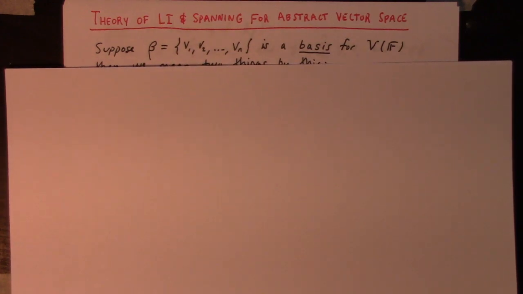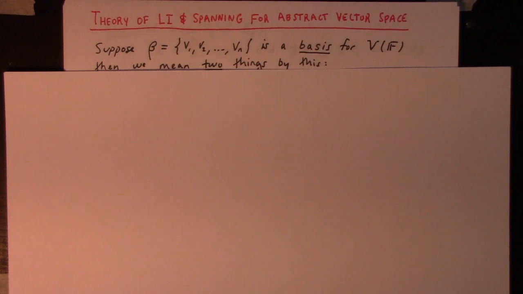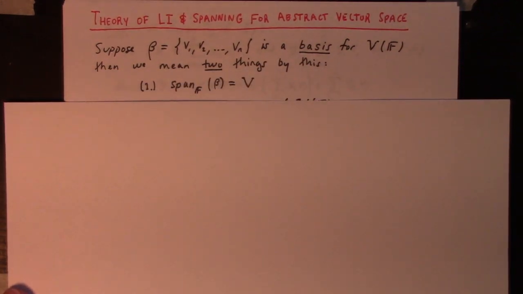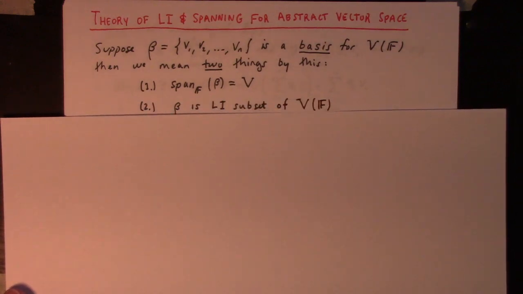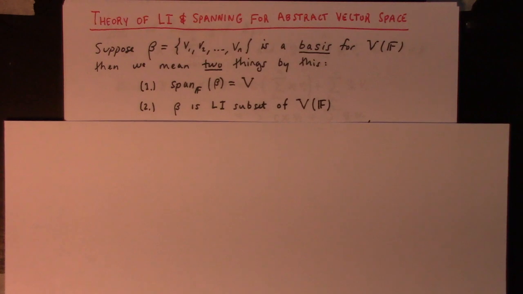Remember, beta is a basis, means it's an ordered set, right? A list, if you will. And it has to be two things: spanning, right? It generates V with finite linear combinations over F, and it's a linearly independent subset of V.